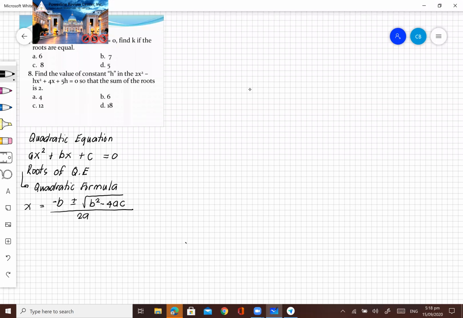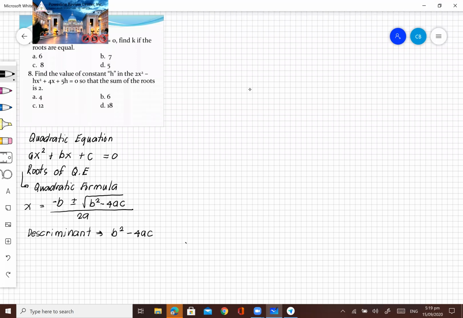Although we know that with high-tech calculators, this is easy. So, negative b plus or minus square root of b squared minus 4ac over 2a. However, the most important part of this equation is the discriminant. What is the discriminant? The discriminant is the value of b squared minus 4ac.